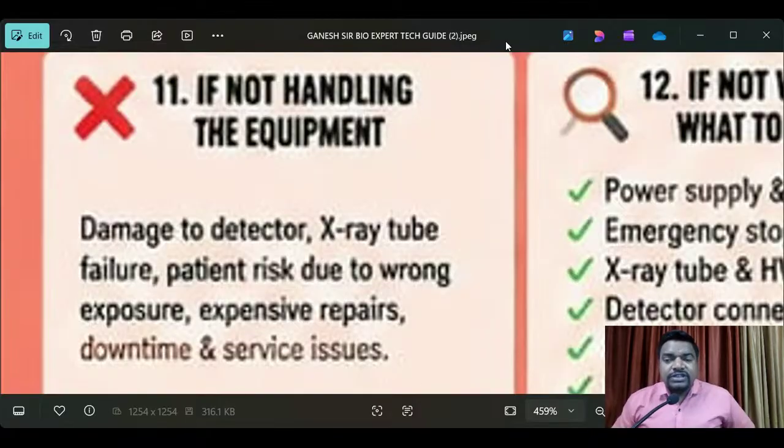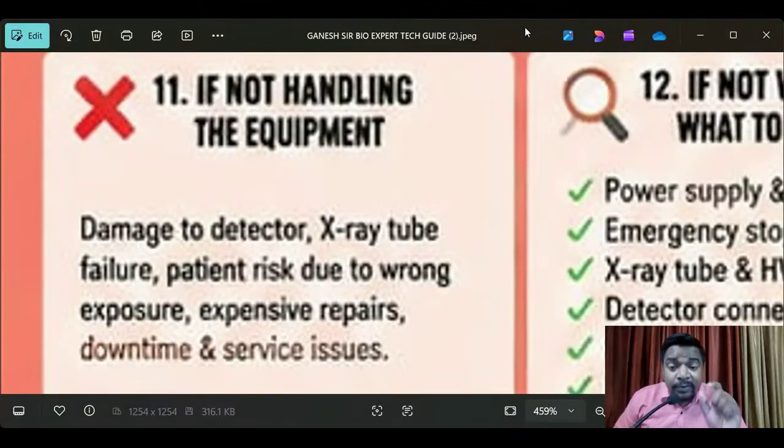As a biomedical engineer, listen carefully now. If the equipment is not handled, what will happen? This should be awareness. Now see here, I hope you got it very clear right now. Damage to the detector and X-ray tube and failure, patient risk due to wrong exposure, expensive repairs, downtime and service issues. These are the things that will happen.